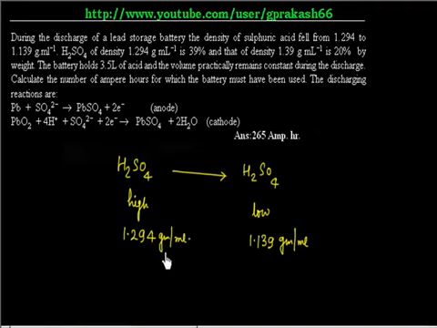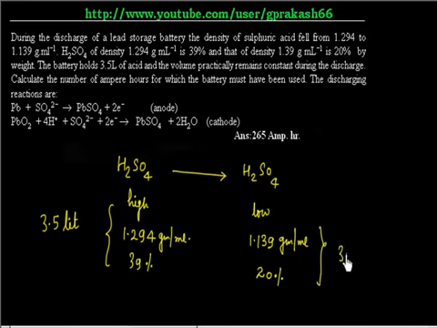Now the initial solution has 39% of H2SO4, and the final solution contains only 20% of H2SO4. And the volume of solution remains constant. So this has a volume of 3.5 liter, and this also has a volume of 3.5 liter.